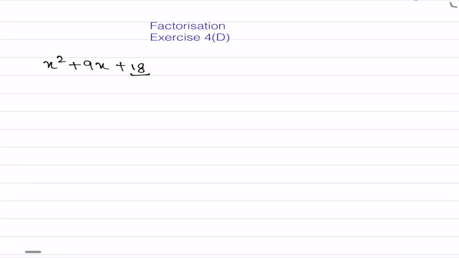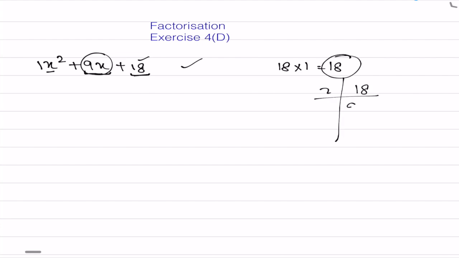First step is you have to arrange the expression in a proper way: first the highest degree, lowest degree, and then the last constant term. So x square plus 9x plus 18, we have to multiply the constant and the coefficient of x square. Here the coefficient of x square is 1, so 18 into 1 is 18. So we have to make the factors of 18 in such a way that we will get 9, the middle term 9. So when we take out the LCM and make the factors, we can see here how to get the 9.